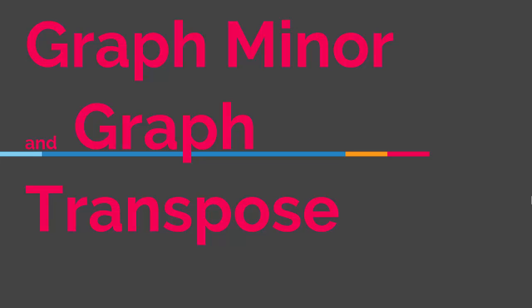Hello everyone, in this lecture we'll talk about graph minor and graph transpose. These are operations that we can perform on a graph in order to get a new graph. So we'll start with the last one, graph transpose.